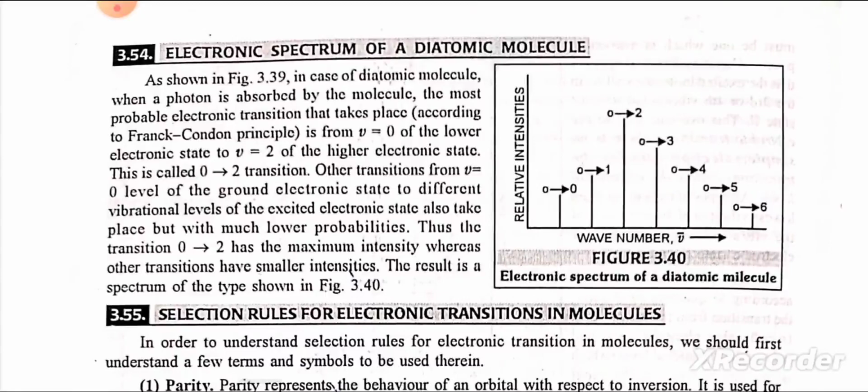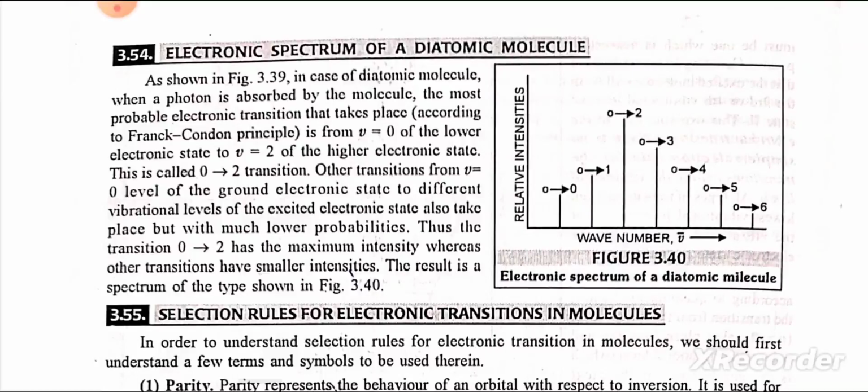Electronic spectrum of a diatomic molecule. As shown in the figure, in case of a diatomic molecule, when a photon is absorbed by the molecule, the most probable electronic transition according to the Franck-Condon principle is from v = 0 of the lower electronic state to v = 2 of the higher electronic state. This is called the 0 to 2 transition.